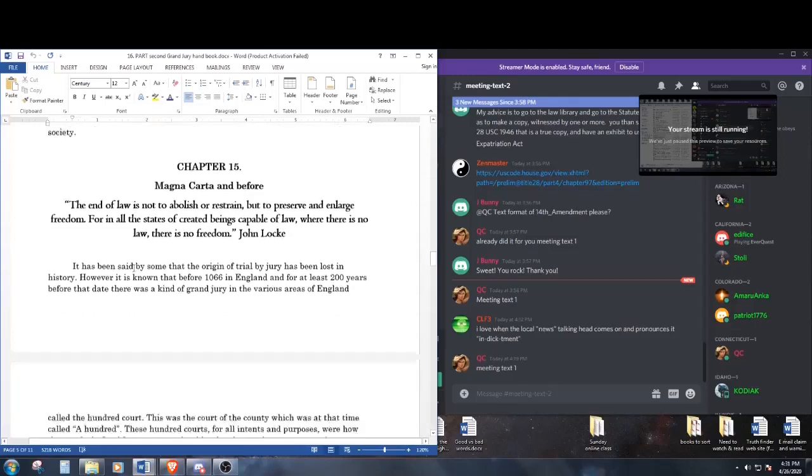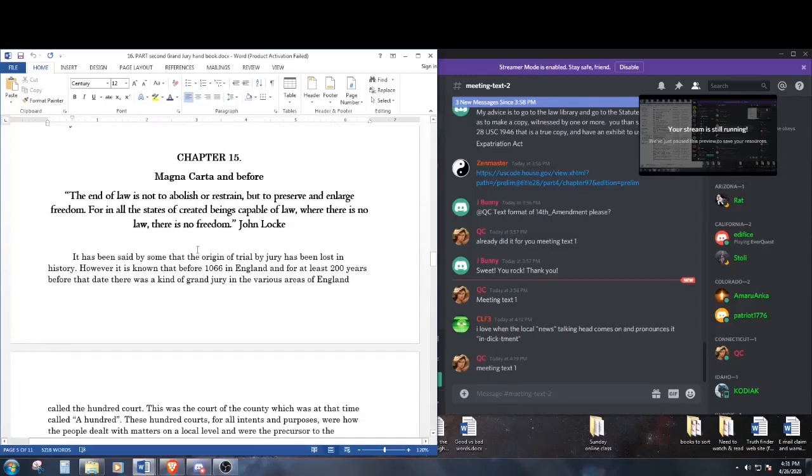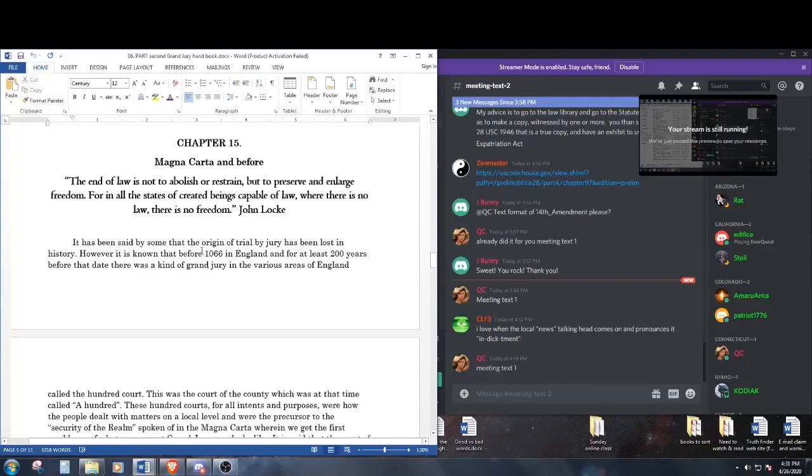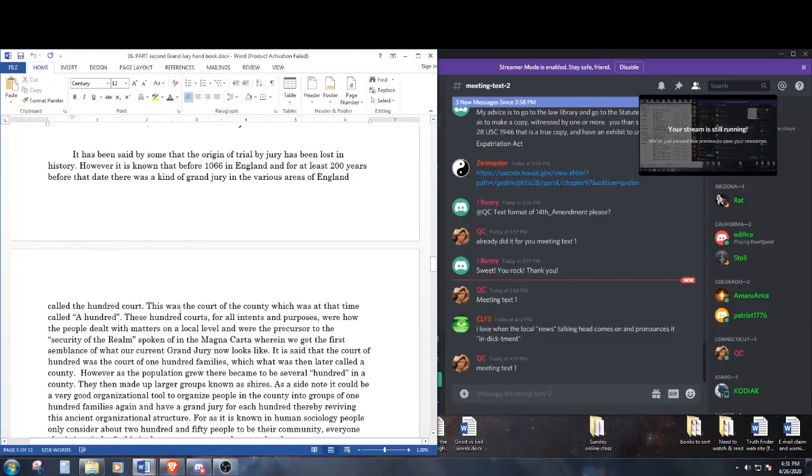So, Chapter 15. Magna Carta and before. The end of law is not to abolish or restrain, but to preserve and enlarge freedom. For in all the states of created beings capable of law, where there is no law, there is no freedom. John Locke. It has been said by some that the origin of trial by jury has been lost in history.